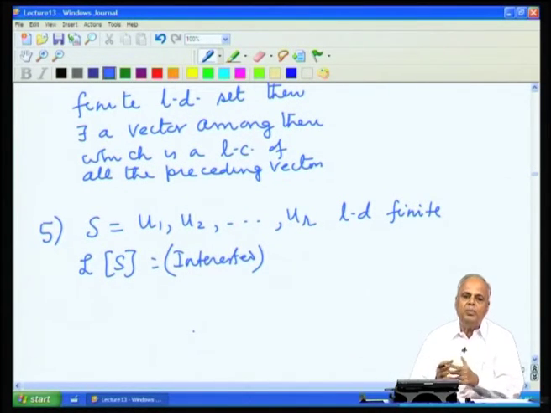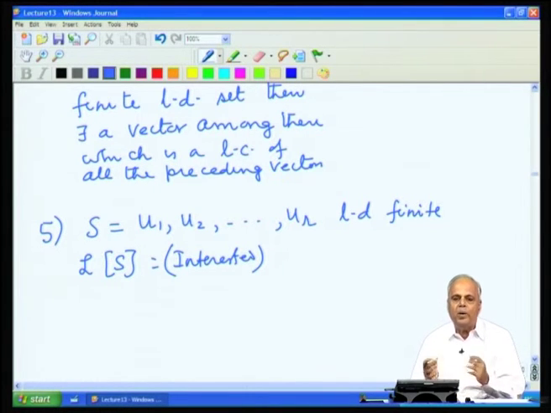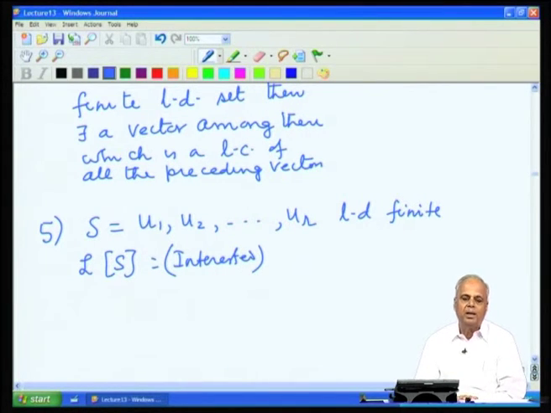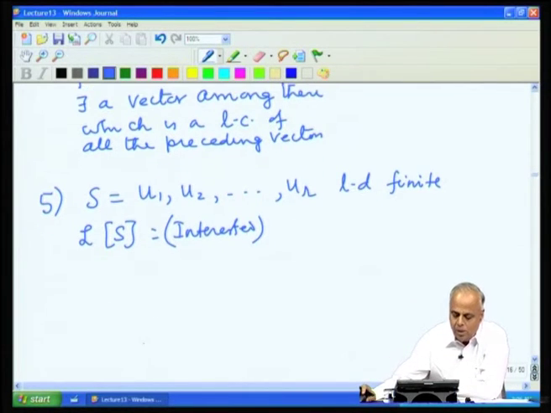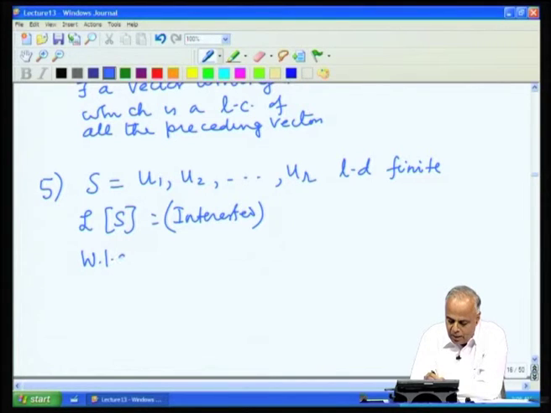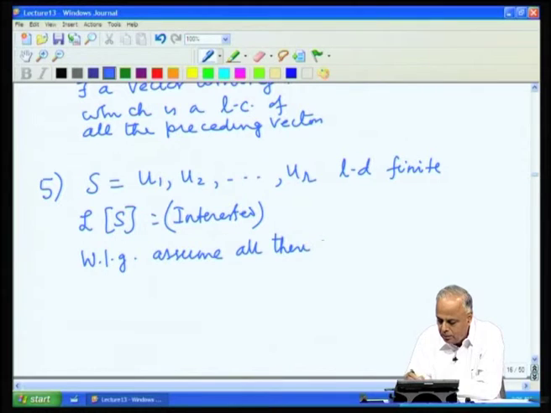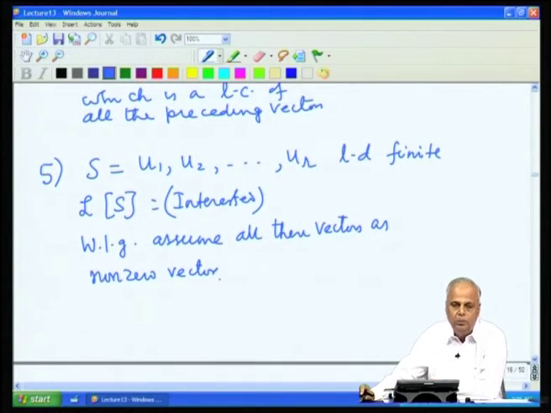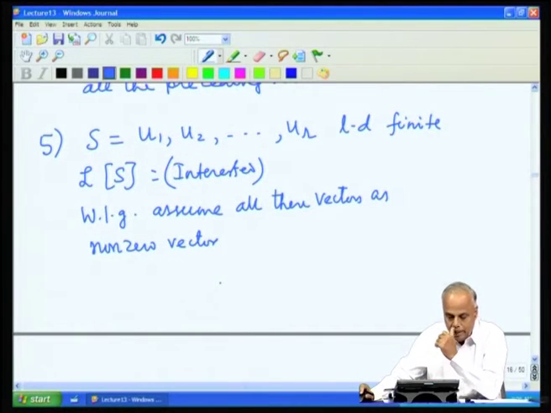Now, if any one of these vectors u1, u2, ..., ur is a 0 vector, it is no way going to help us in the building blocks, because whatever multiple of 0 you get, you are going to get 0, and whatever vector is added to the 0 vector, you are going to get the same vector. So, 0 is not going to add anything to your building process. So, without loss of generality, if there are any 0 vectors, we can throw them out. So, without loss of generality, assume all these vectors are non-zero vectors. So, we have a finite set of vectors u1, u2, ..., ur, they are non-zero and they are linearly dependent.